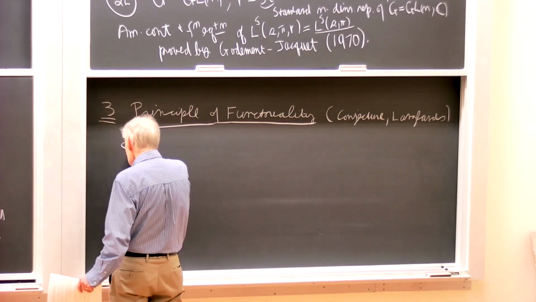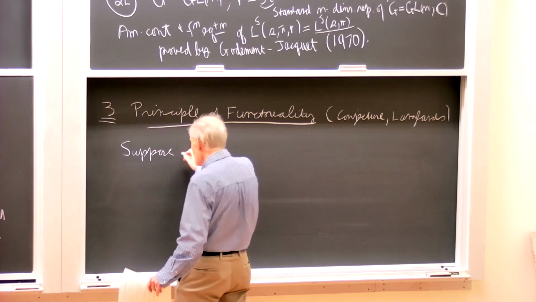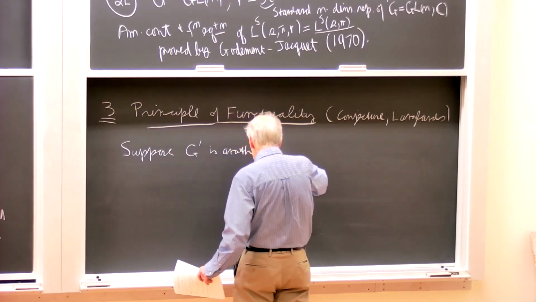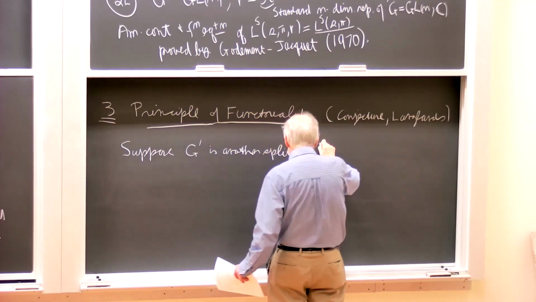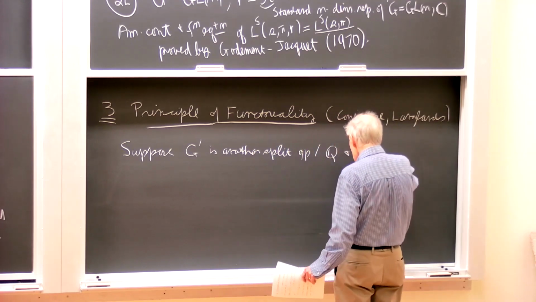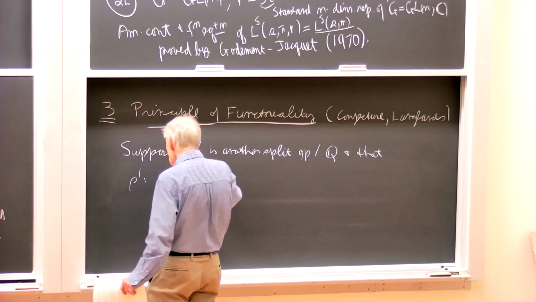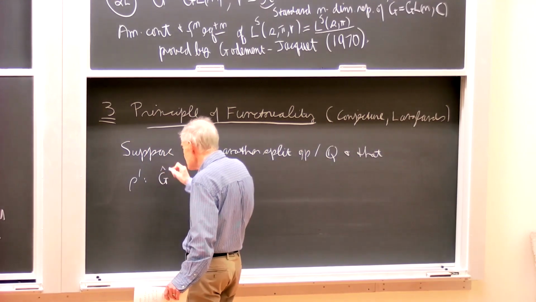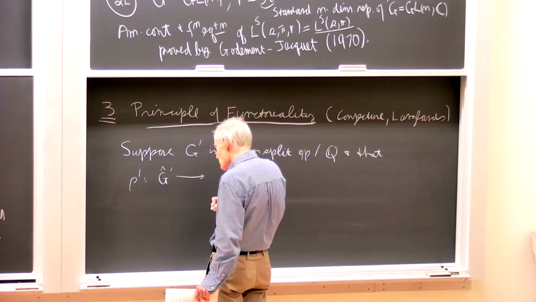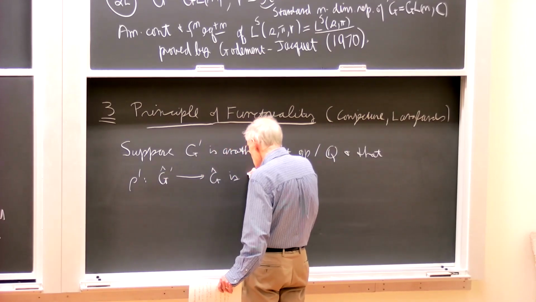It can be stated as follows. Suppose that we've got a split group G over Q. Suppose G prime is another split group over Q. And for each of these groups, we've got their dual groups, so G prime hat and the dual group of G, and suppose rho prime is a complex analytic homomorphism from one to the other. So this is a homomorphism.